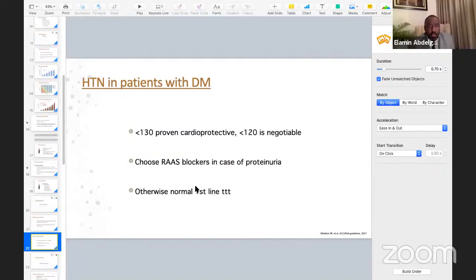In general, in patients with diabetes, we can choose any first line of therapy unless the patient has some sort of proteinuria or renal jeopardy, then the RAS blockers have to be the first liners.